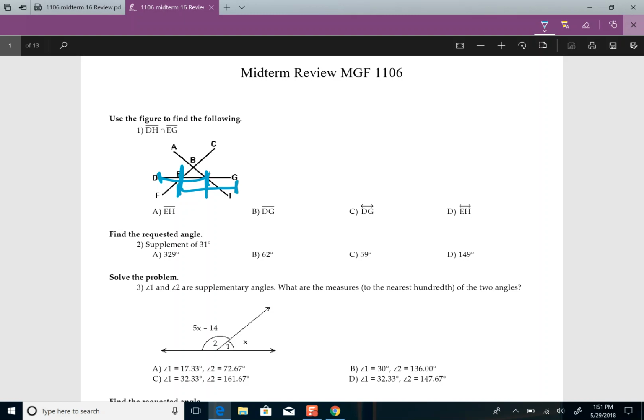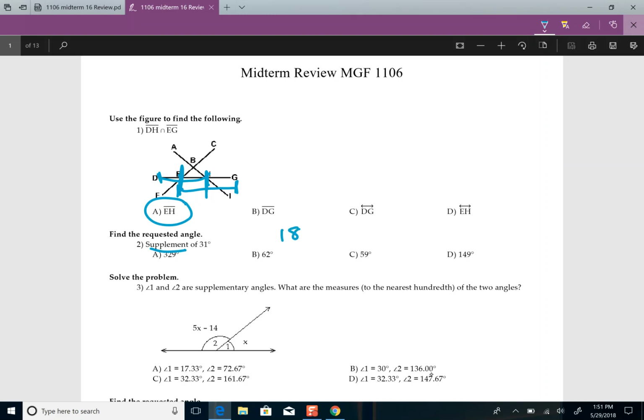So I'm looking at my choices, A, B, C, and D, and definitely I can see A and D both say EH. The key here is the symbol on top. This A is the answer because it's a line segment. The arrows on D says it keeps going. That's not what's happening. This is a start and a stop, which is why I pick A, which is a line segment.